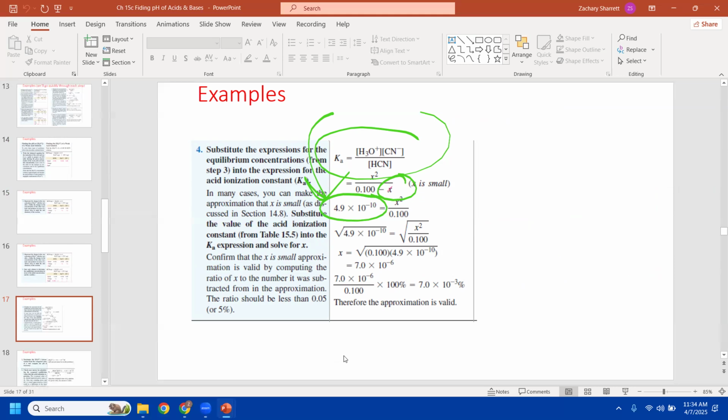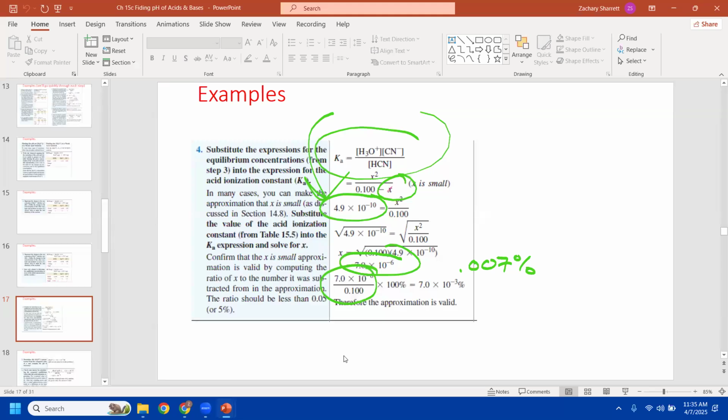But you don't want to cheat, okay? You don't want to go down bad habits. So we solve for this. We take the square root of each side. Well, first we brought the 0.1 over. We did the square root of each side. We get 7 times 10 to the negative 6. What is this? 7 times 10 to the negative 6 divided by 0.1 times 100% gives us 0.007%. Is that less than the 5% rule? Hella. So it works really good.